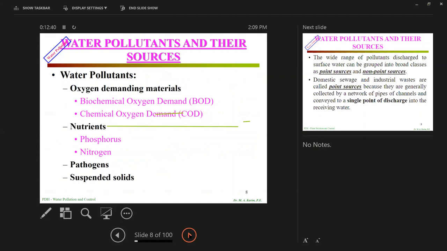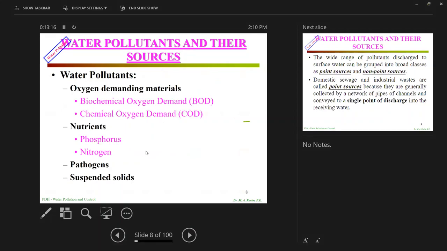The water pollutants and their sources. There are a few types of pollutants. Number one is oxygen demanding materials, which are BOD and COD. Then the nutrients, which would be phosphorus and nitrogen, and pathogens and suspended solids. Pathogens are mainly disease-causing bacteria, viruses, and other things like that. Suspended solids could be sand materials and other materials, or colloidal particles and other things like that.